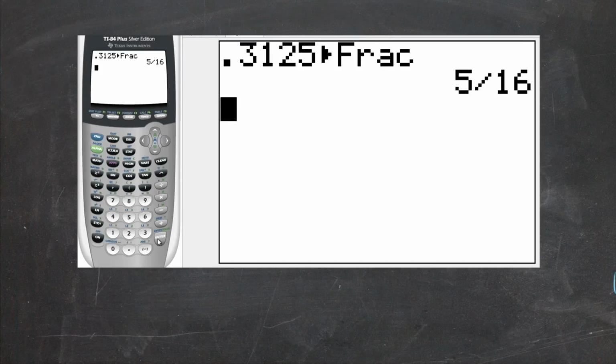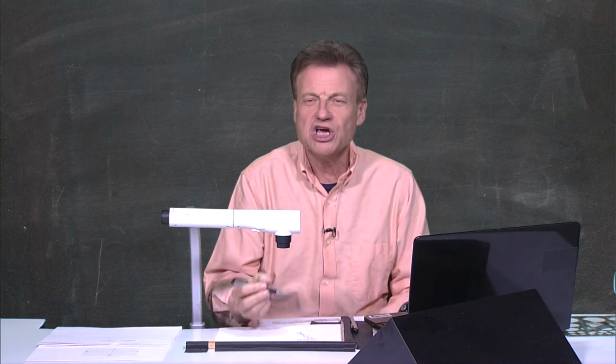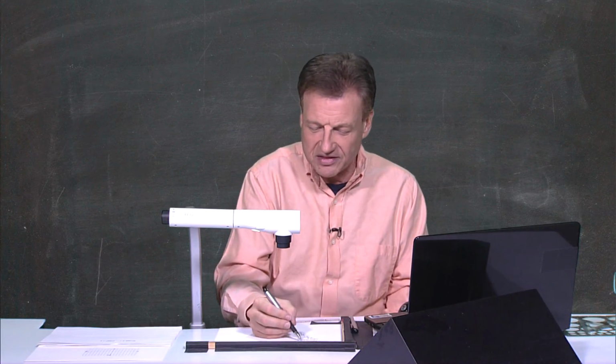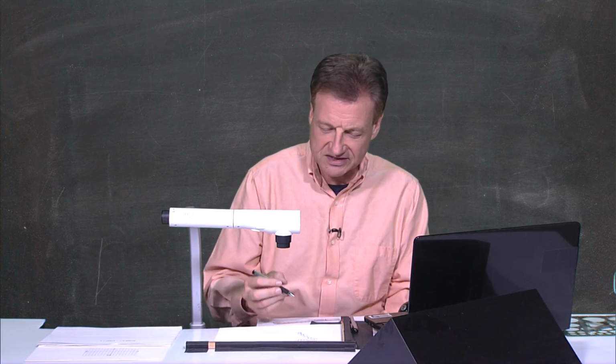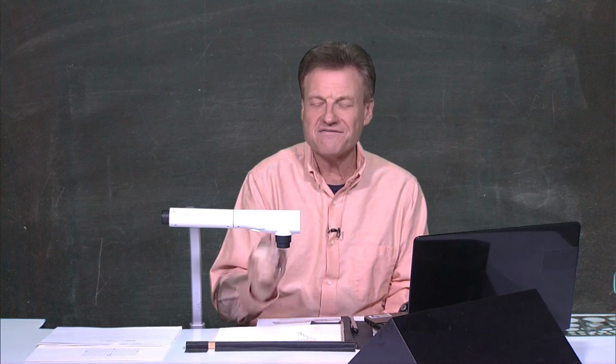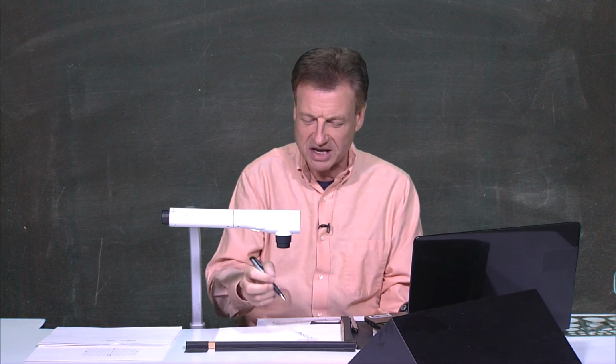So there's a nice little way that you can use this technology to help you out to check things. That's a good little check right there. 5/16. They are the same value, okay? They're equivalent relationships. This is a decimal fraction, and that is a fraction, okay?